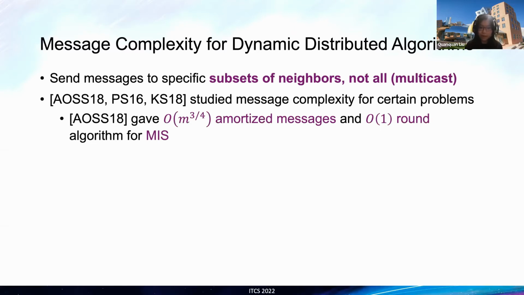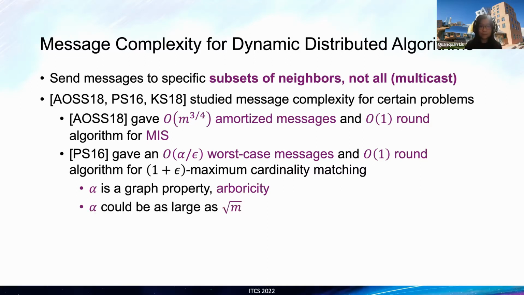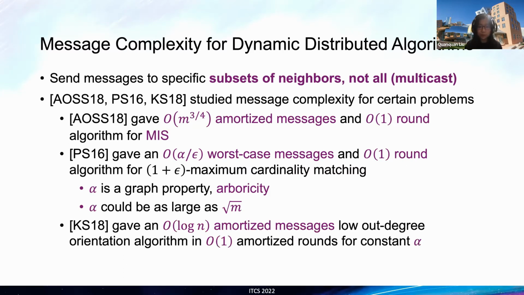Asadi, Onak, Schieber, and Solomon gave an O of m to the 3/4 amortized message complexity and O of 1 round algorithm for MIS. Peleg and Solomon gave an O of alpha over epsilon worst case message complexity and O of 1 round algorithm for 1 plus epsilon maximum cardinality matching. Here, alpha is a graph property known as arboricity, which is a measure of graph local sparsity. Alpha could actually be quite large. It could be as large as square root of m in general graphs. Finally, Kaplan and Solomon gave an O of log n amortized messages low out degree orientation algorithm in O of 1 amortized rounds for constant alpha.